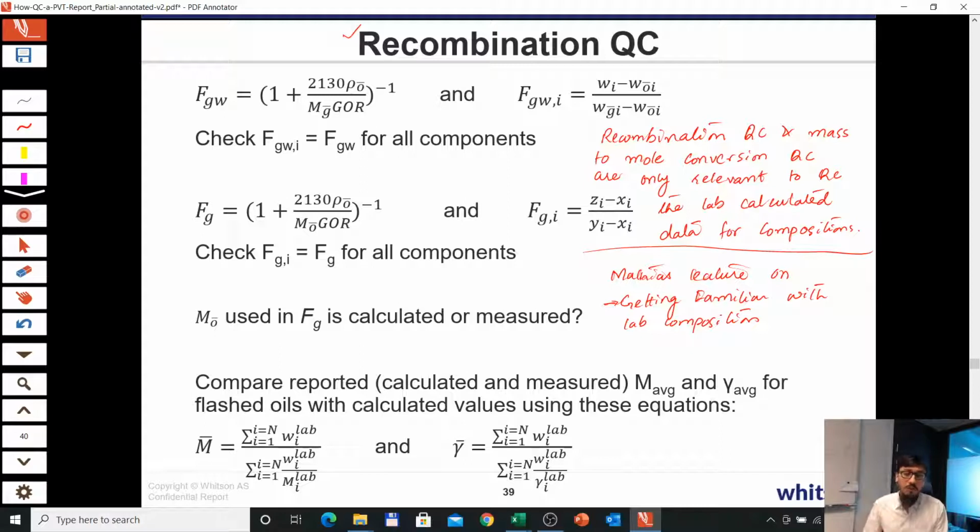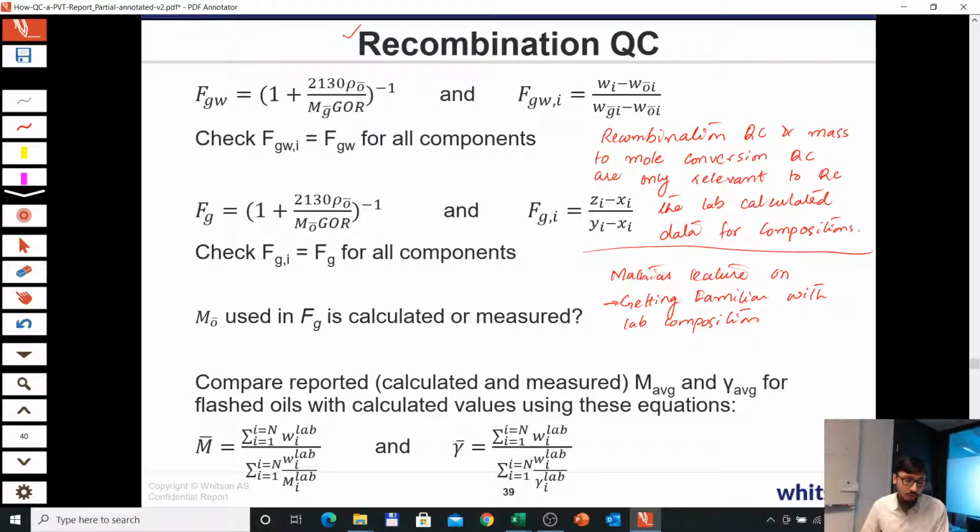Okay, so this QC, the recombination QC, and this other QC, the mass to mole conversion QC, are just to check whether the calculated data is consistent with the calculations that should have been done in the PVT lab, with all the procedures that should have been used in the PVT lab. So that's just checking whether the calculated values are calculated in a way that's usually used by the PVT lab.